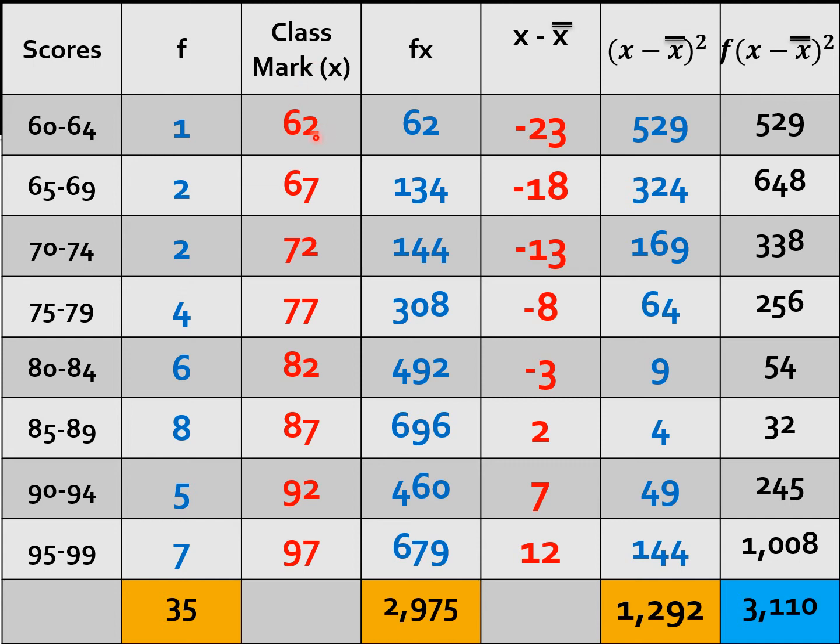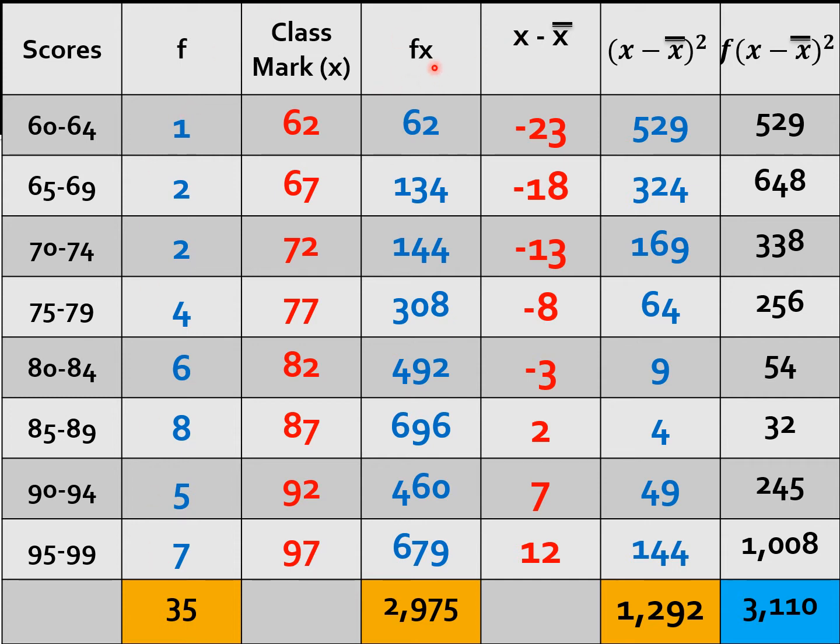For the first row, class mark is 62. Another term for class mark is the midpoint. If you list down the scores here, 60 to 64, the middle value is 62, right? But the easiest way is to just add these two and then divide by 2. Then you'll get the class mark. So 62 here, 67, 72, and so on. And then total or sum up the given frequency. So we have a total of 35.